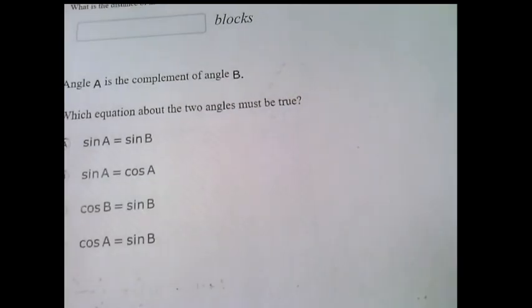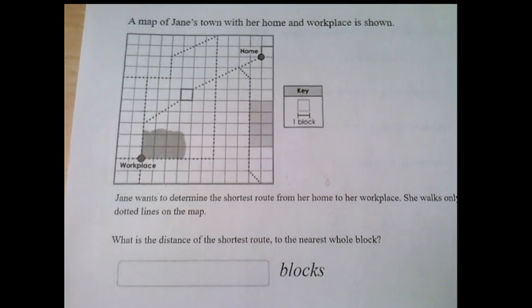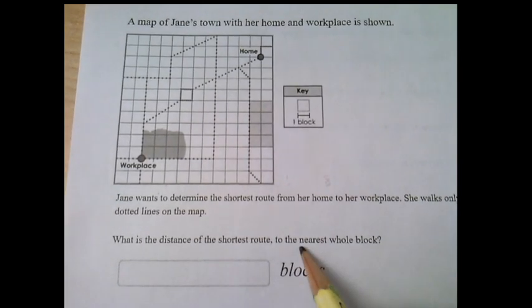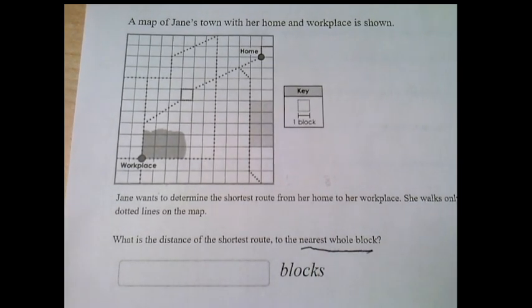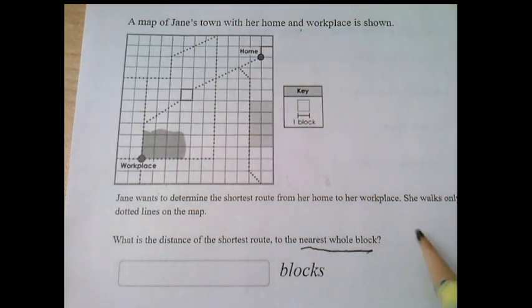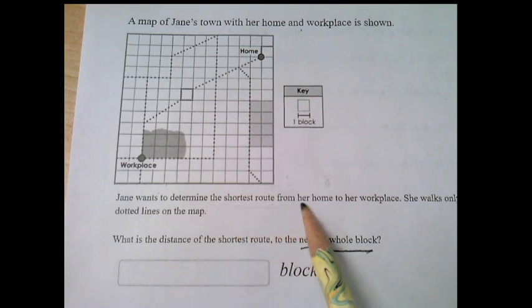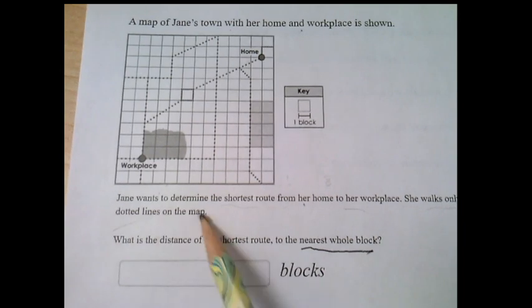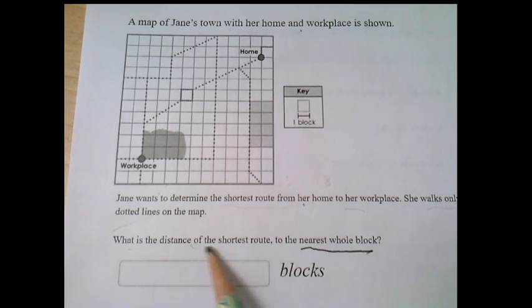All right, now let's take a look at the next one. I'm going to be honest with you, the first time I ever did this one, this is the part that got me. I didn't read that carefully, so just be aware. A map of Jamestown with her home and workplace is shown. Jane wants to determine the shortest route from her home to her workplace. She walks only on the sidewalk indicated by the dotted lines. What is the distance of the shortest route to the nearest whole block?